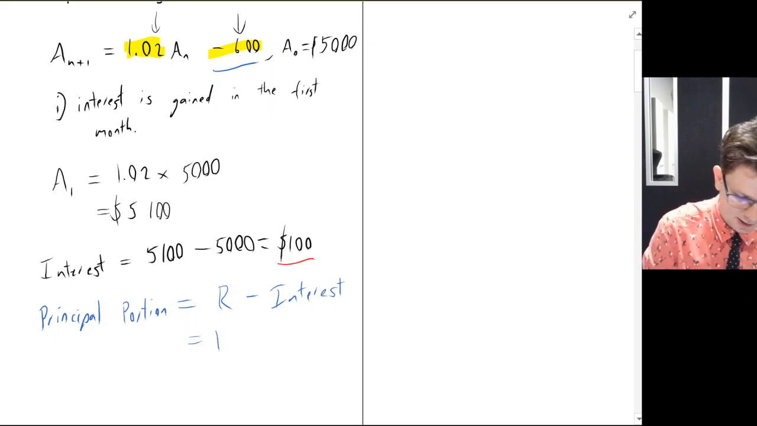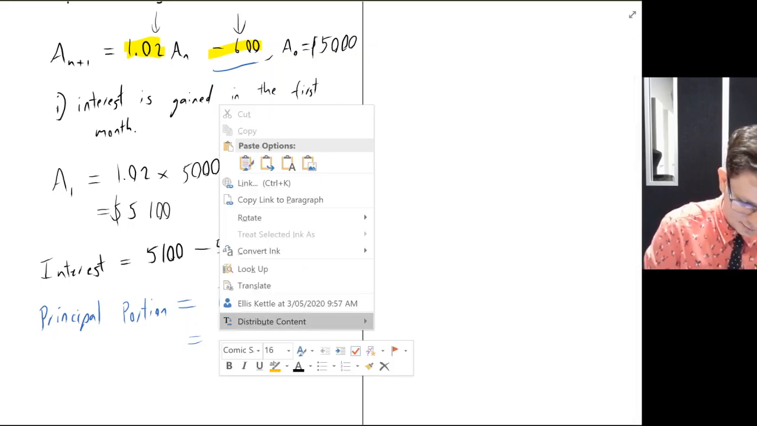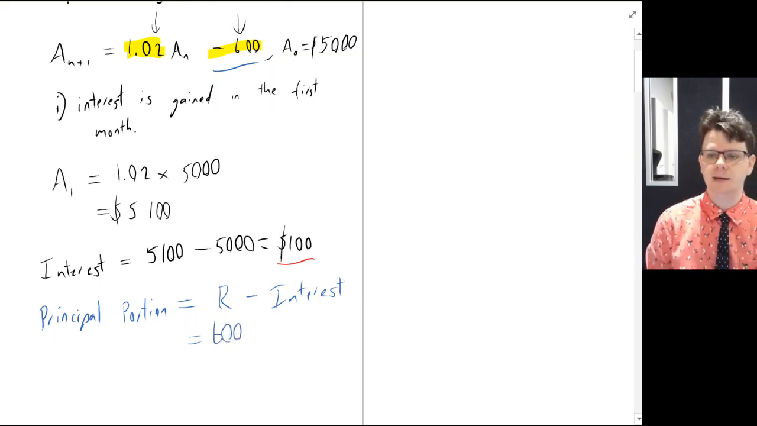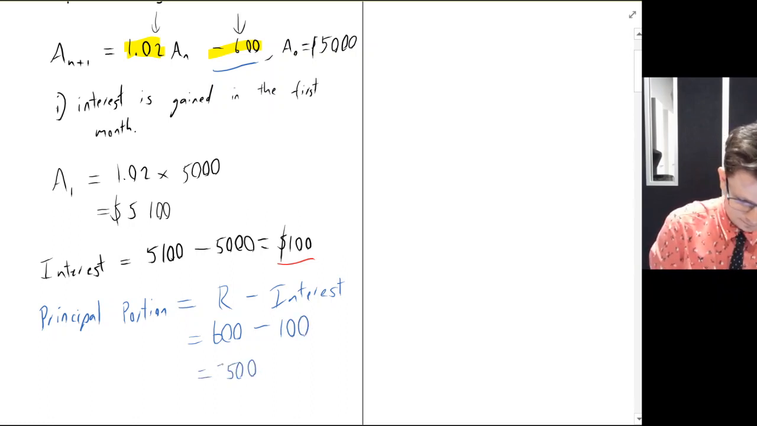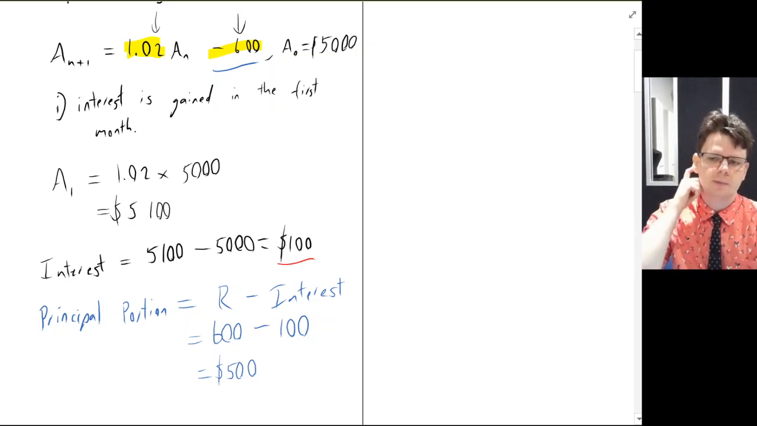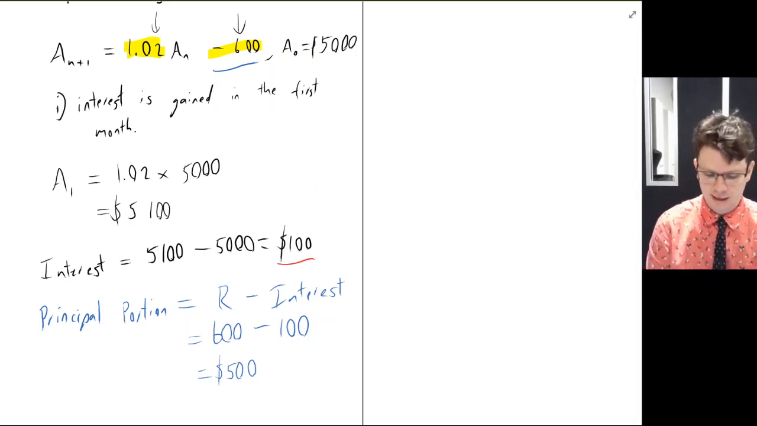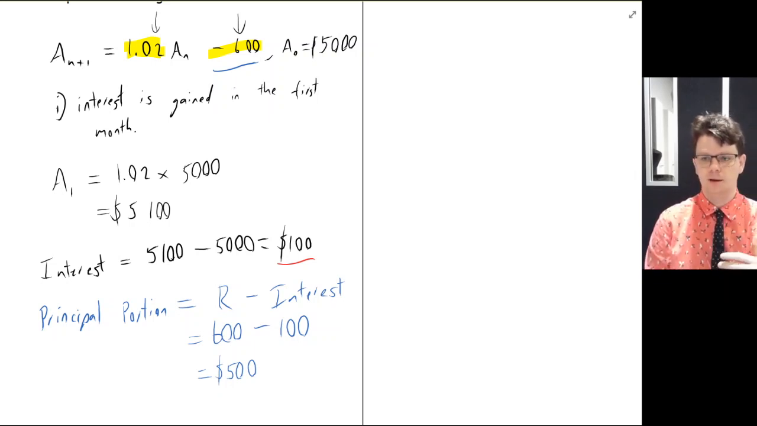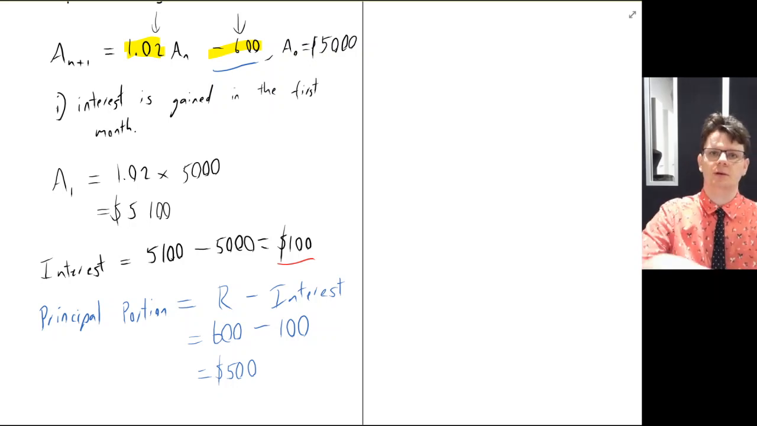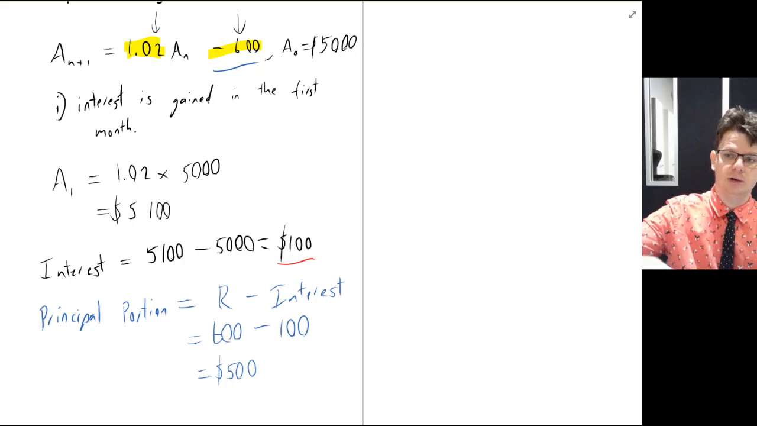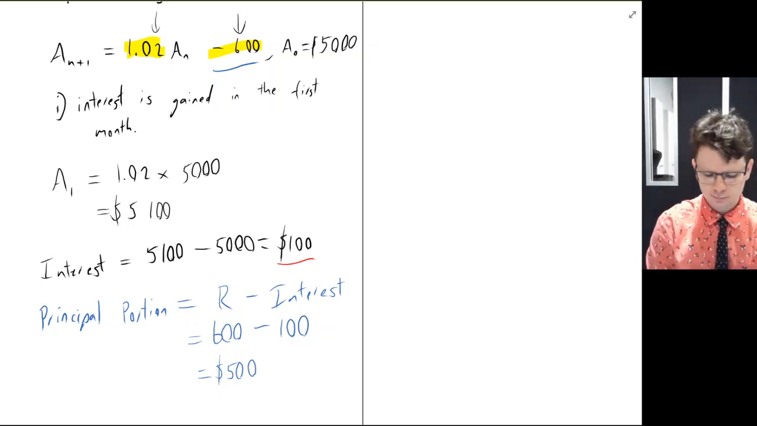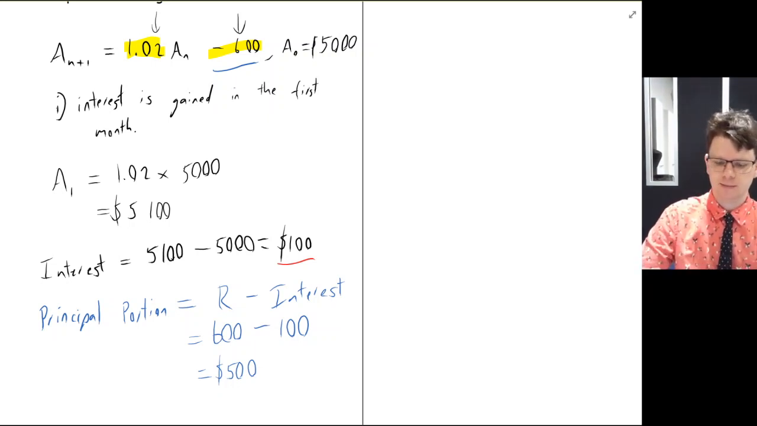So in this case, it's going to be $600, because that's how big our repayments are, minus $100. Alrighty, so my principal portion would be $500, meaning that in the first month, the amount that my whole loan goes down by is $500, because it got a little bit bigger, which was the interest, and then it got a lot smaller by the repayment.